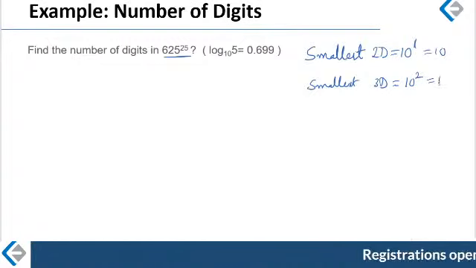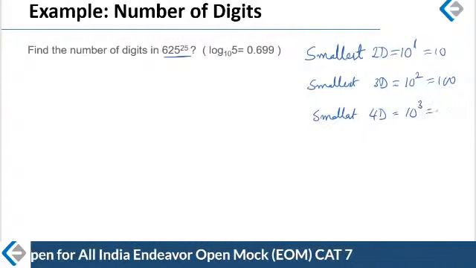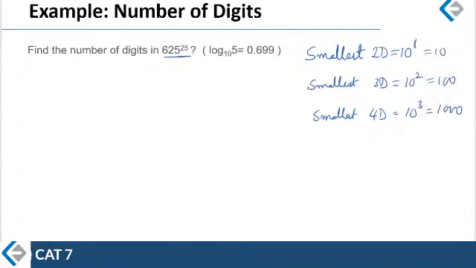10. What is 10 power 2? 100. It's the smallest three-digit number. That's right. Here, what is the smallest four-digit number? If I say the smallest four-digit number is 10 raised to power 3, which would become 1000, which is 1000.